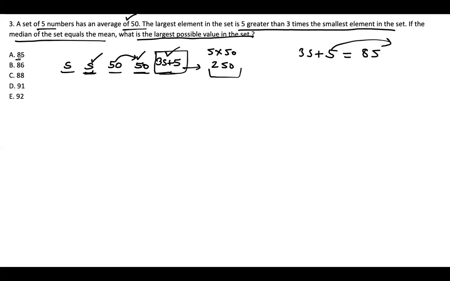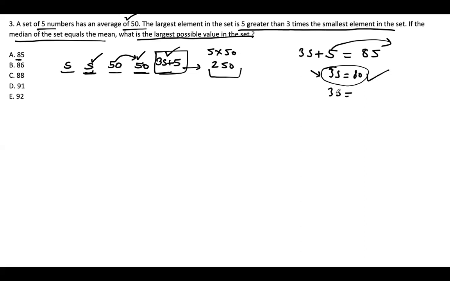So is it your possible answer? 3s equals 80. Is it divisible? No, sir. And you need integers, right? Yes. There's no such information given that they have to be integers. So you can't rule it out that way, but looking at it, the average is 5 times greater, and this comes out in decimal.